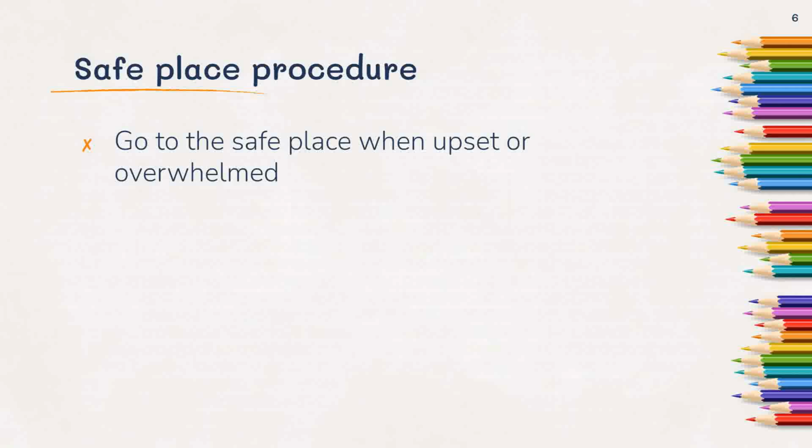This means that this place cannot be used for punishment. It is not a timeout place. It is not a secondary library center or a reading corner. It is for one place and one place only, and it is to regulate your emotions. So you need to only associate it with that. The first step in this procedure is that students go there when they're feeling upset or overwhelmed.